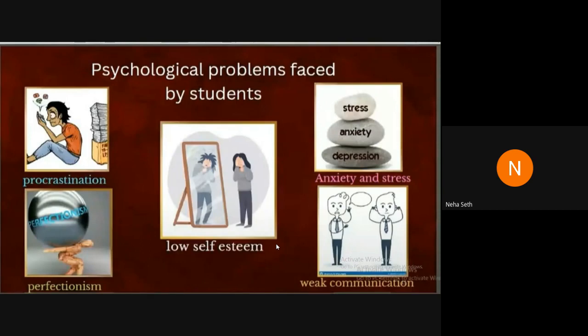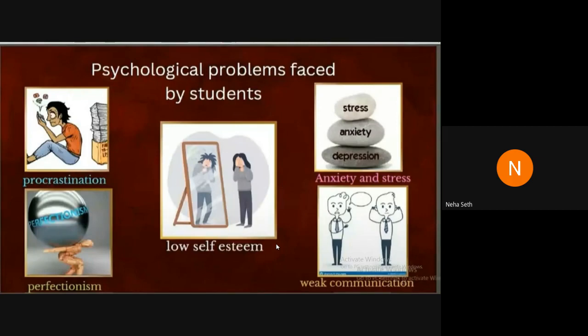Then low self-esteem. It is also a sign of a mental issue that students are facing. It also creates some kind of anxiety, stress. At times, the students want to remain lonely. They don't want to mingle with friends and groups. They don't want to enjoy their life. They develop unhelpful habits. Sometimes they may get involved in smoking and drinking also if they are facing low self-esteem issues.